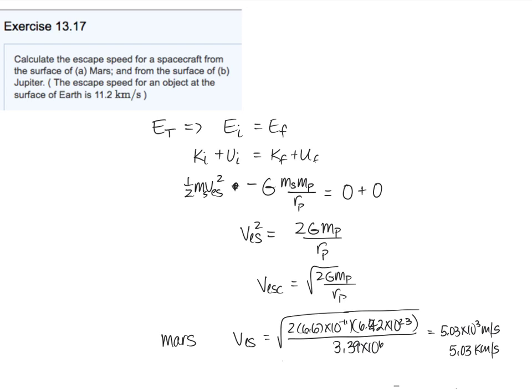Okay, so let's just look at this. The 5.03 compared to the escape velocity for the Earth, which is 11.2. Escape velocity is a term that we will often use to represent, relatively, the strength of the gravitational field of that planet, because the stronger the field, the larger the escape velocity is going to be.